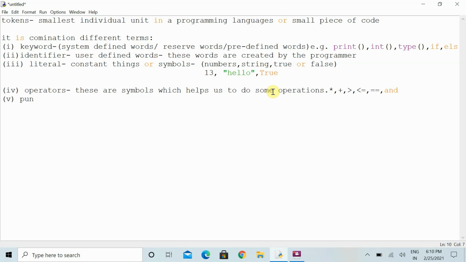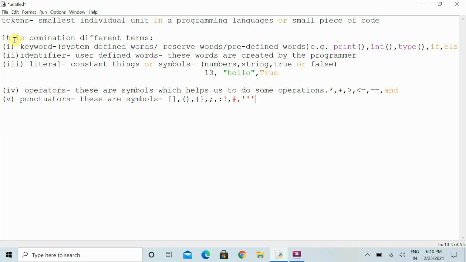And the last one is punctuators. These are also symbols that we use as punctuation marks. Suppose square bracket, round bracket, curly braces, comma, colon, semicolon. All these symbols we use in our programming languages.